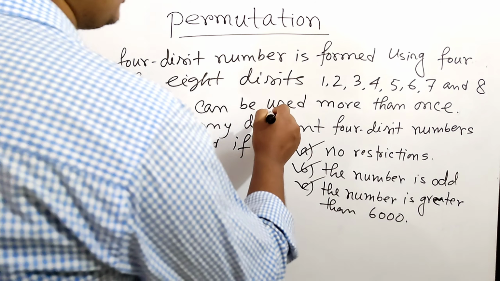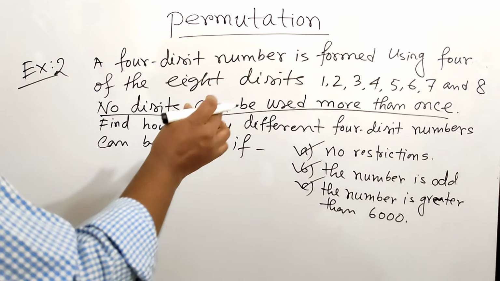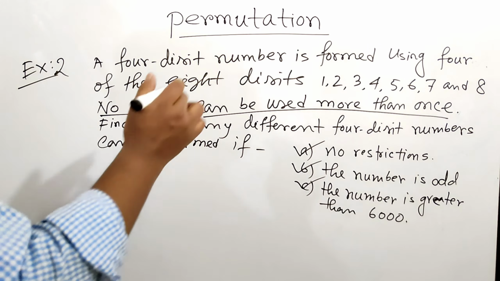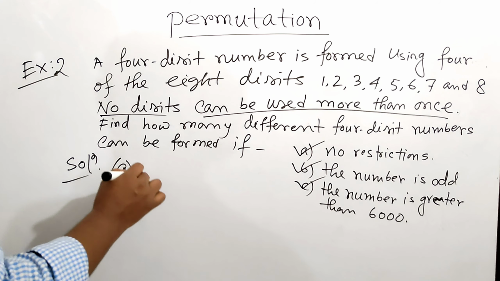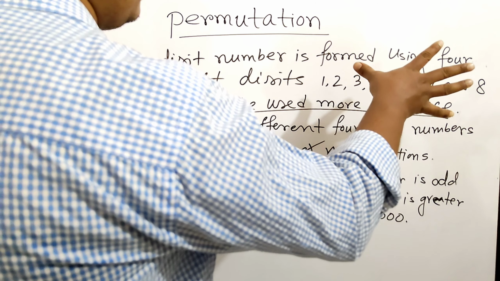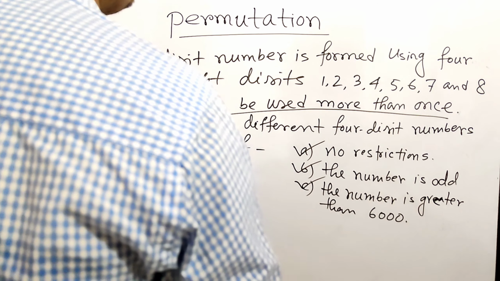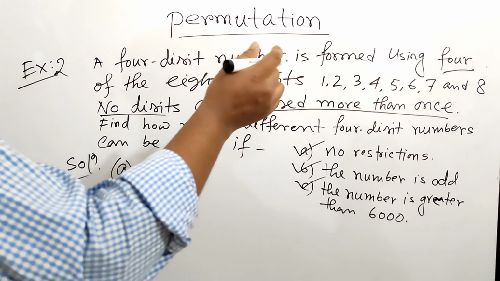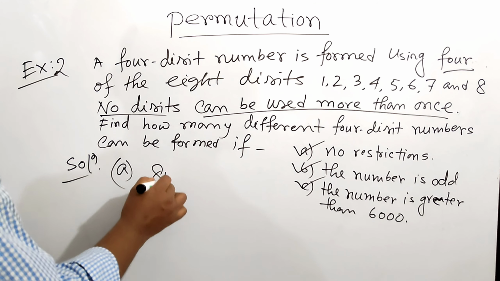Another condition is that you can't use the digits more than once, you can use each only one time. Now I'll solve these problems. Number A, no restrictions. If there are no restrictions, how many digits are given in total? That is 8 digits, and you need to take 4 digits out of 8. So it is simple, that is 8P4.